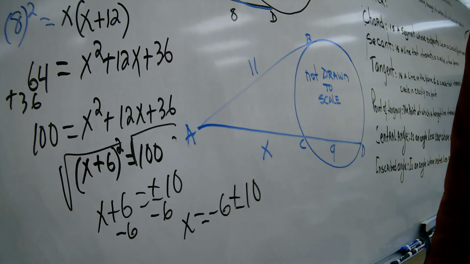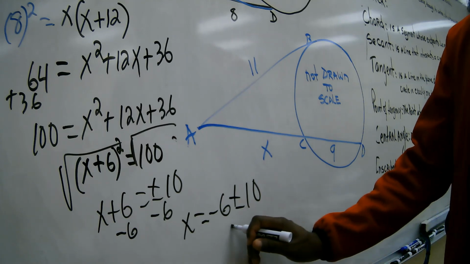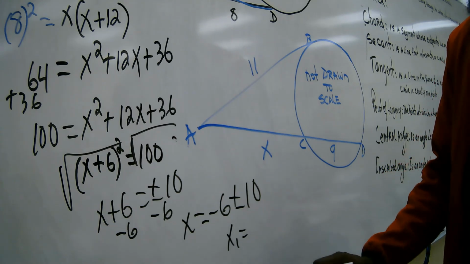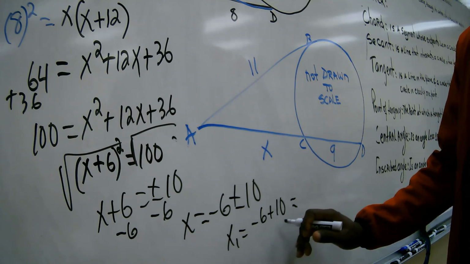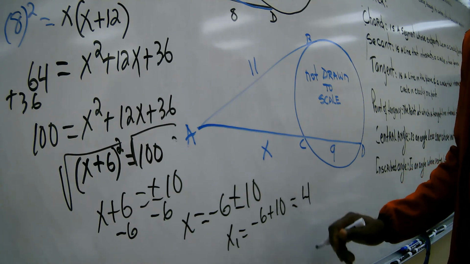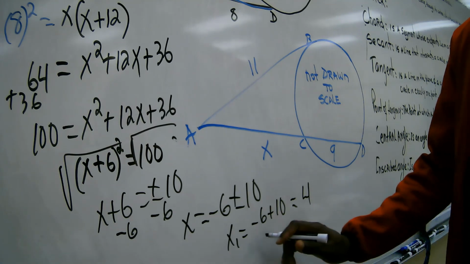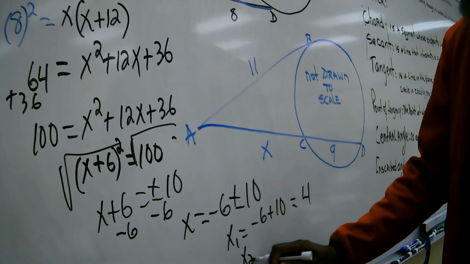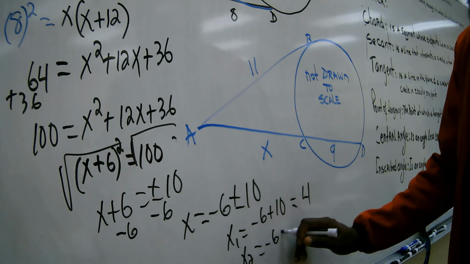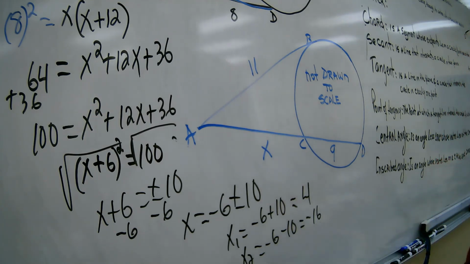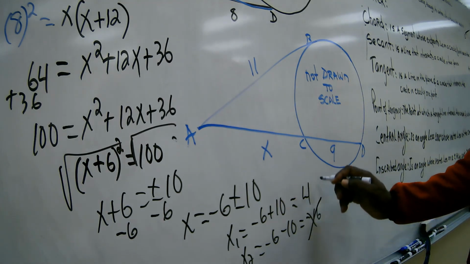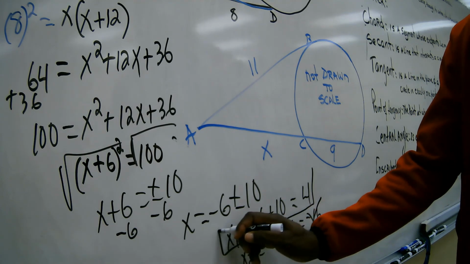This will give me the two outcomes. To simplify, my first outcome is x equal to minus 6 plus 10, and that will give me 4. 4 is one of my possible answers. And the other outcome will be minus 6 minus 10, which is negative 16. As you can see, I am looking for a distance, a length, which cannot be negative. I will have to reject that, and I only keep the positive 4.